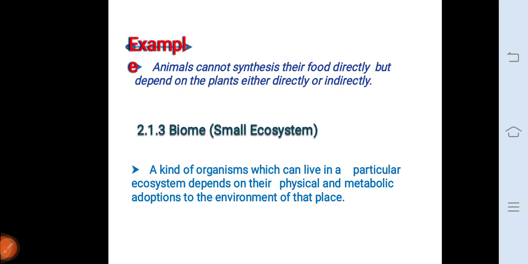So natural ecosystems are the ecosystems based on natural conditions. The first classification is the terrestrial ecosystem. Terrestrial means the ecosystem that is related to land. For example, grassland ecosystem, forest ecosystem and desert ecosystem.